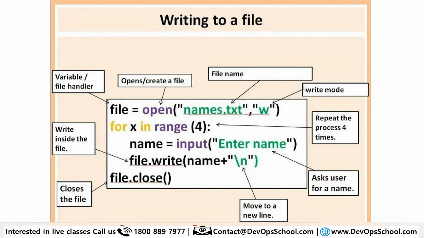So for x in range 4, four times it will prompt with name equals input, enter the name, and whatever name you type, it will go and be written with file.write, name plus the newline character. That means whatever you're typing is written into the file, and then the file is closed. So first you open a file in writing mode, then you write into the file, and then close the file. Very simple. Are you comfortable with this code, all of you?